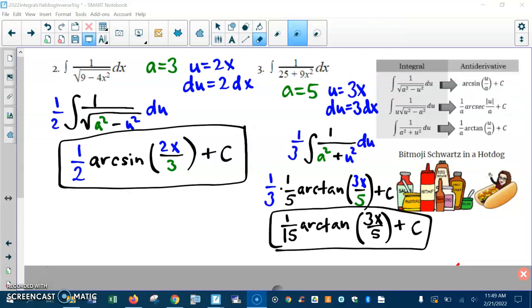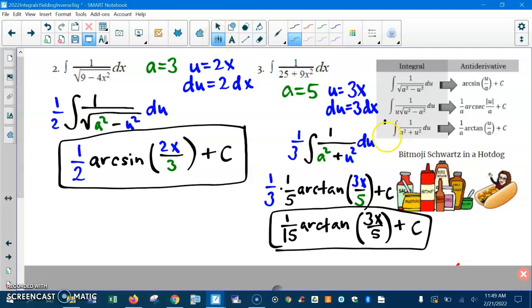So for number 3, I identified a as 5 and u as 3x. And again, this integral has 2 perfect squares, one a constant and one a variable. So I'm thinking it's going to yield an antiderivative with inverse trig. And it looks just like the form that will yield an antiderivative with arctangent. So the blue 1/3 comes down from the exchange of du to dx. The 1/5 comes down from the 1 over a. And I'm left with 1/15 arctangent of 3x over 5 plus c.